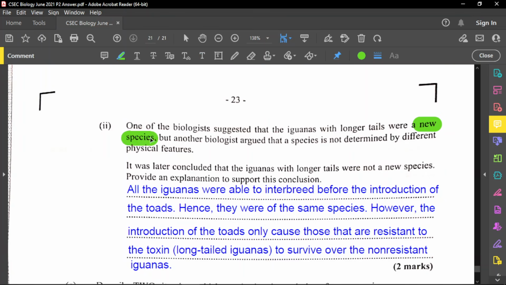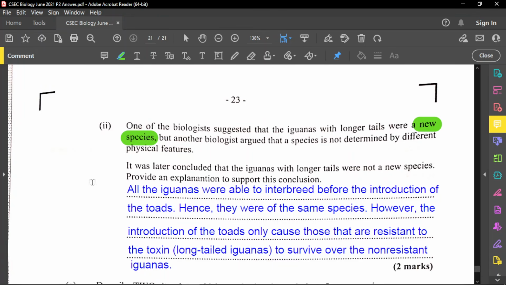And it said, but another biologist argued that the species is not determined by different physical features. And then it was later concluded that iguanas with longer tails were not a new species. Provide an explanation to support this conclusion. So we're saying that they're not a new species. But the end result is that it was concluded that, hey, this is not a new species.